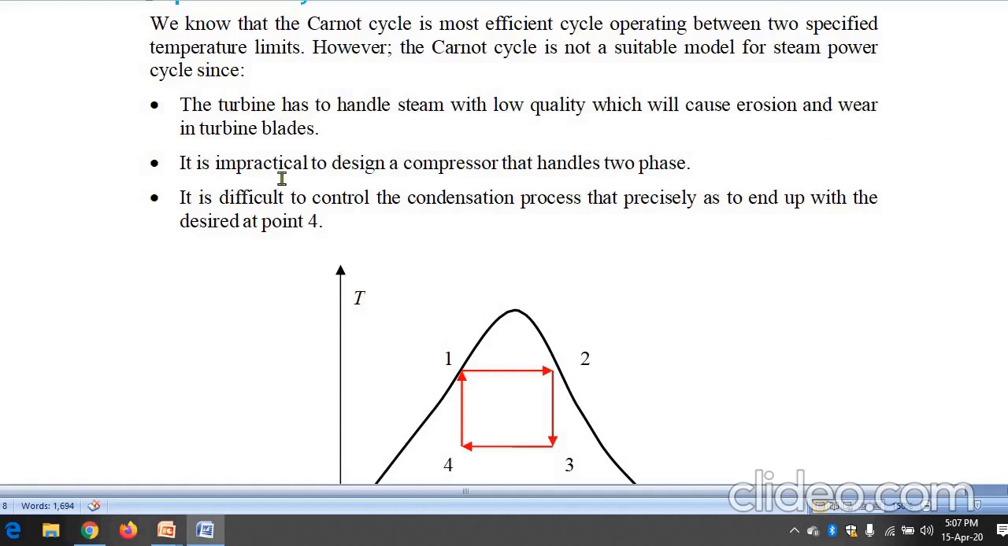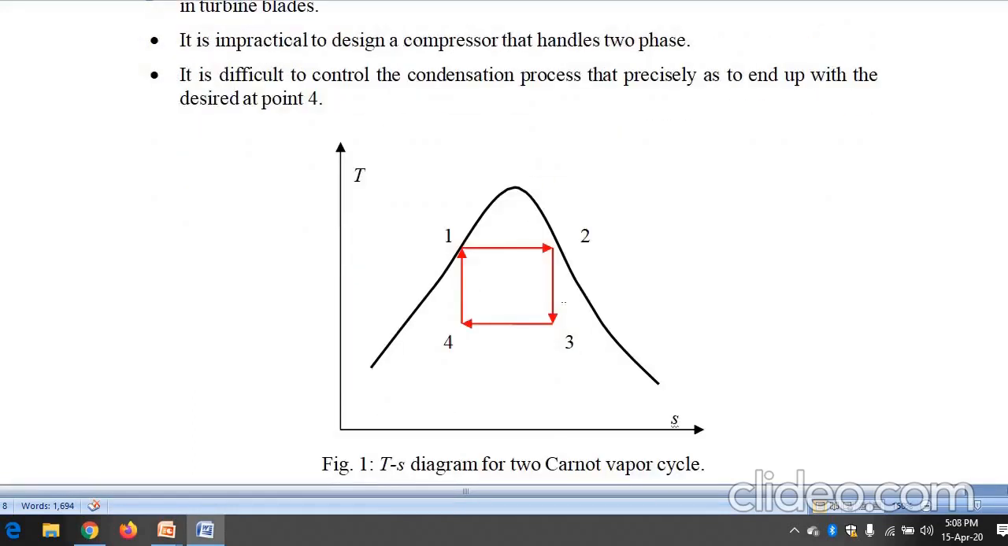And it is impractical to design a compressor that handles 2-phase mixture. Now here you can see 2 to 3 is the expansion of the steam in the turbine, 3 to 4 is the condensation, then 4 to 1 is pumping the water into the boiler. So at point 4, what is the state? It is liquid plus vapor. We don't have any device to pump a combination of 2-phase mixture, that is a combination of liquid plus vapor. So that is the reason it is difficult to pump the 2-phase mixture. It is impractical to design a compressor that handles a two-phase mixture.